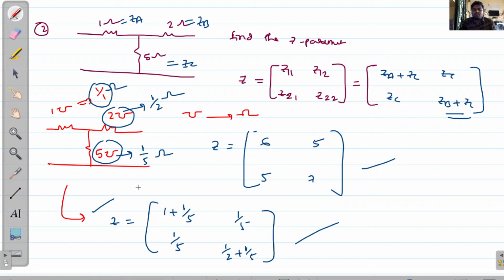So you can verify the problem carefully whether they are providing ohms or whether they are providing mhos. Okay, that is very, very important.